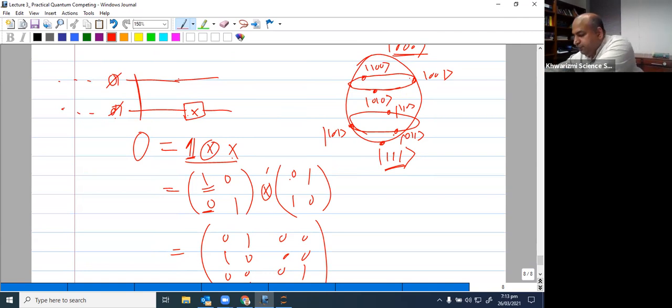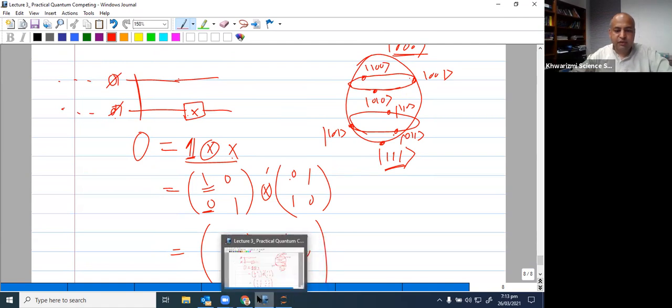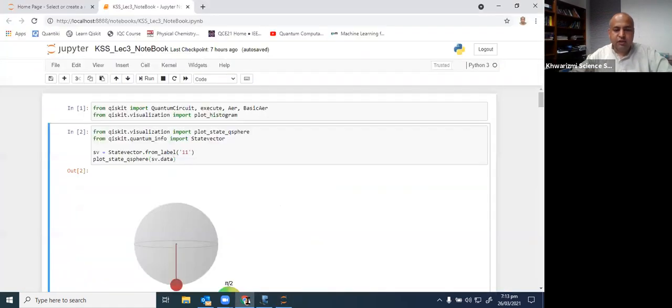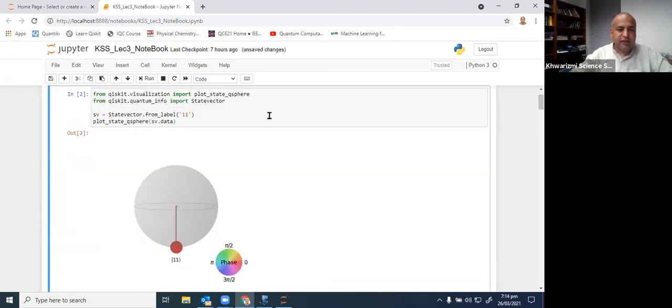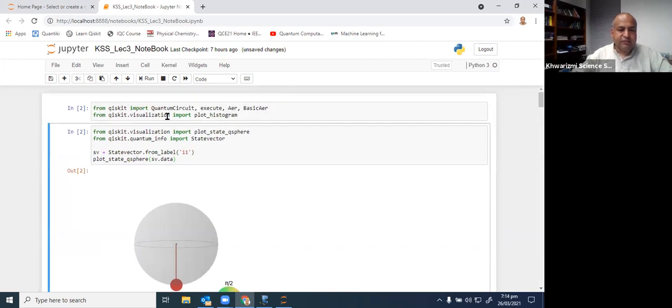Okay, so let's go back to the notebook again. I'll only take a few more minutes, hopefully, with this notebook. Now you see in the first part, I'm pressing Shift Enter, and from Qiskit I'm importing QuantumCircuit, execute, Aer, BasicAer. From visualization, we are importing plot_histogram.